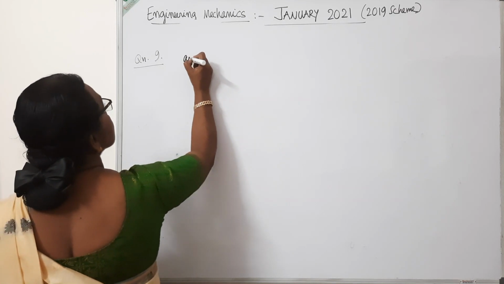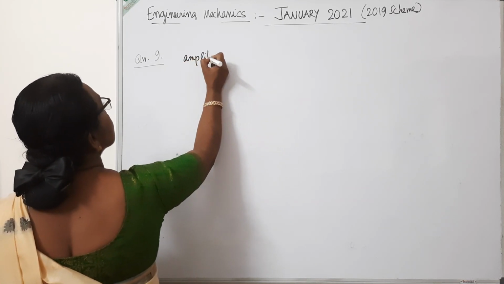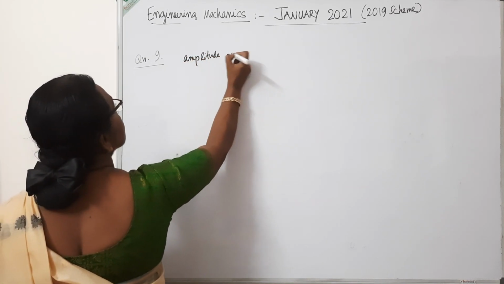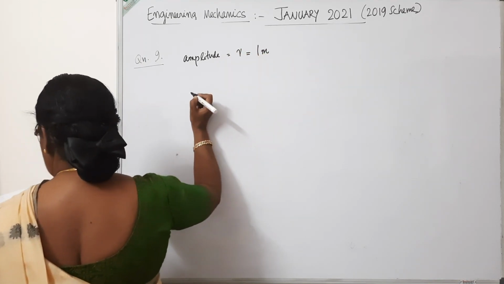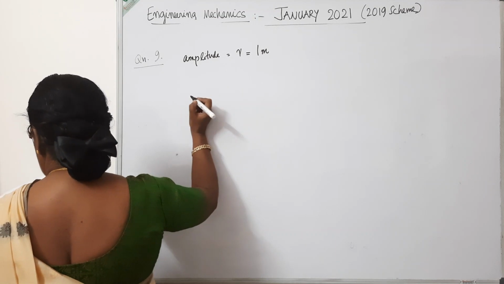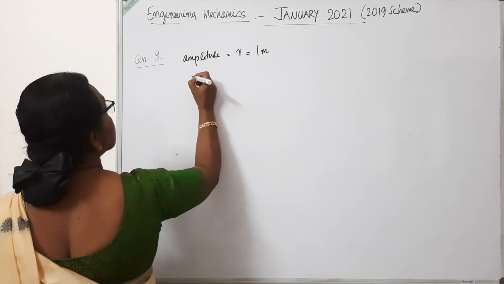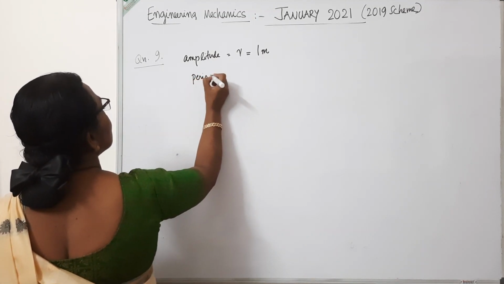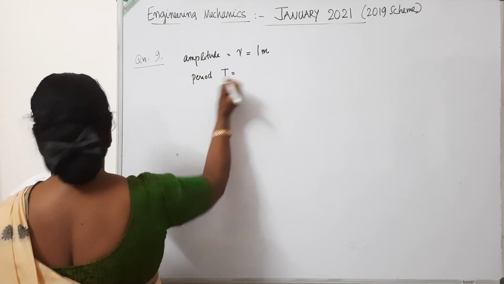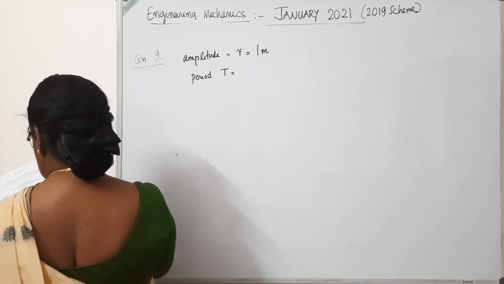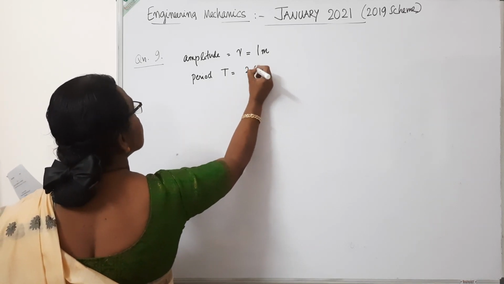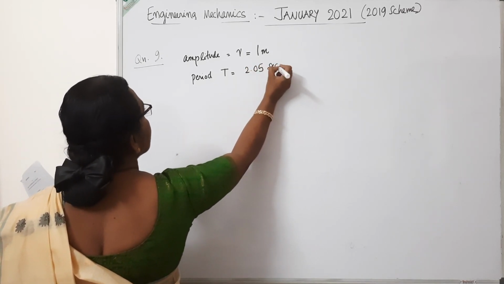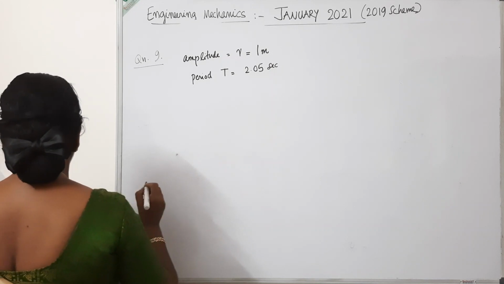Amplitude is represented by r, 1 meter. The period of oscillation T is given as 2.05 seconds.